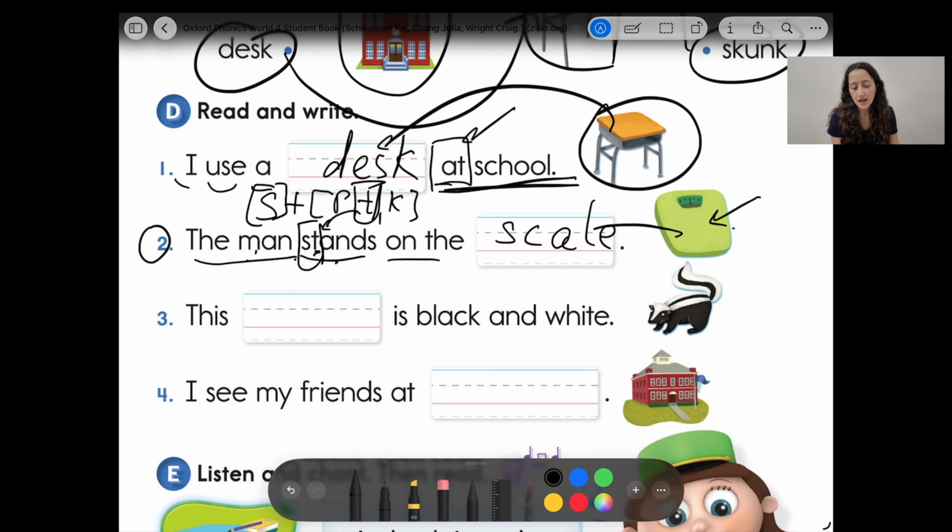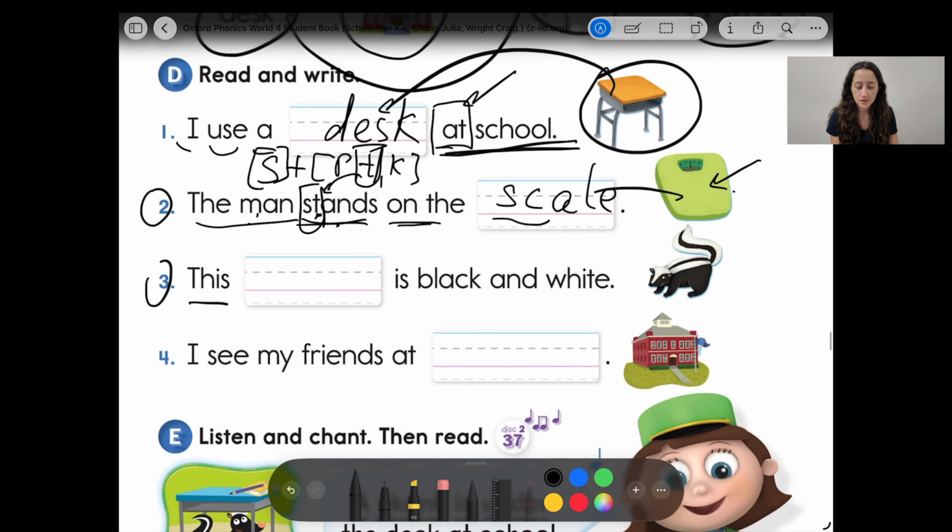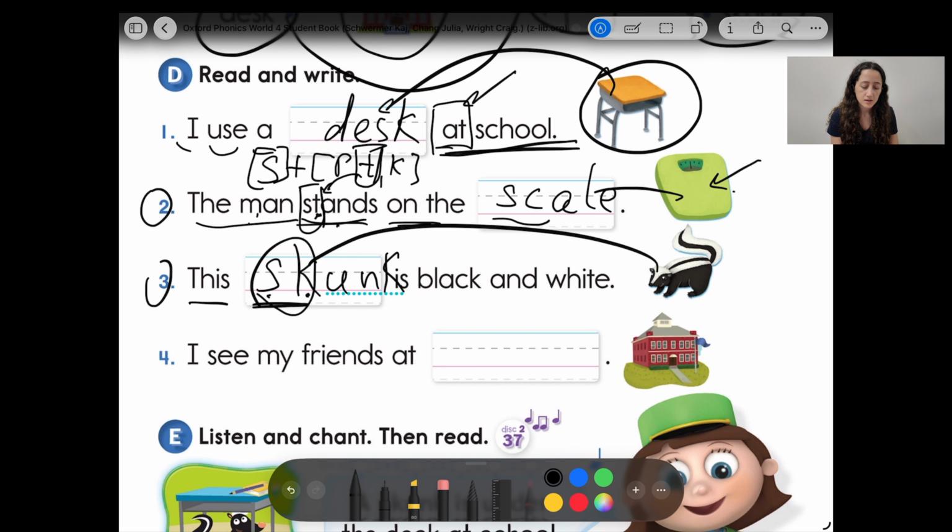So the man stands on the scale. Number 3. There's a skunk. Skunk. Skunk is black and white.